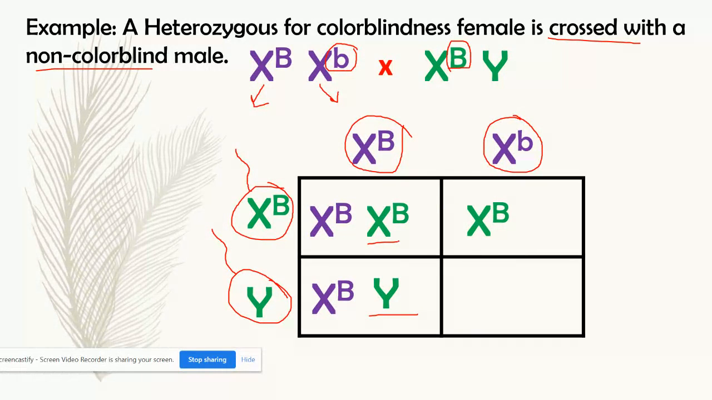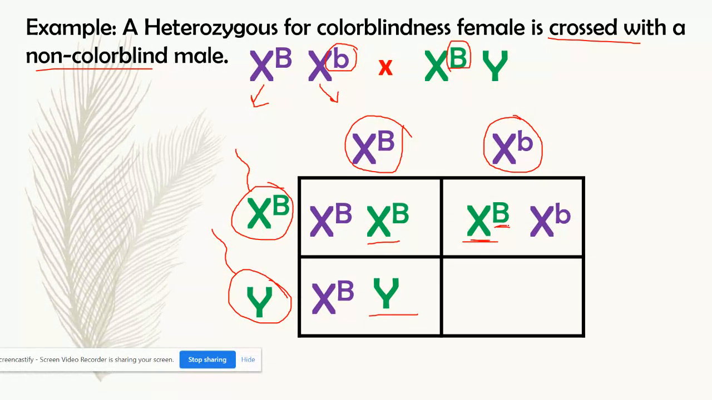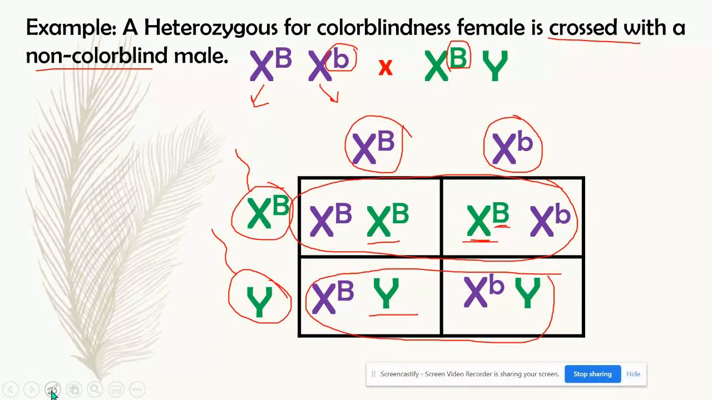Here's the X from the dad, and here's the X from the mom. You may be wondering why I wrote the green one first, and it's really just because that's the dominant one, and the dominant's usually written first in a heterozygote. And now here we have the X from the mom and the Y from the dad. So when we interpret this Punnett square, we can see that half of the offspring are female and half of the offspring are male. So there's a 50-50 chance of having a son or a 50-50 chance of having a daughter.